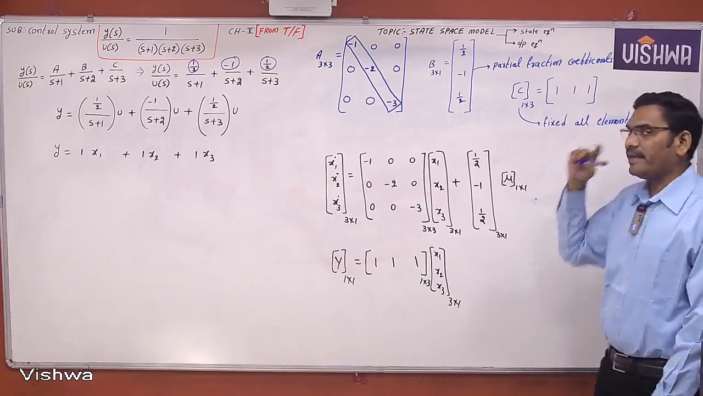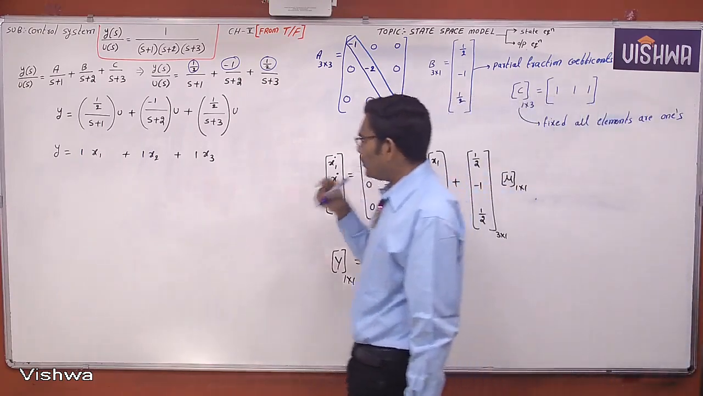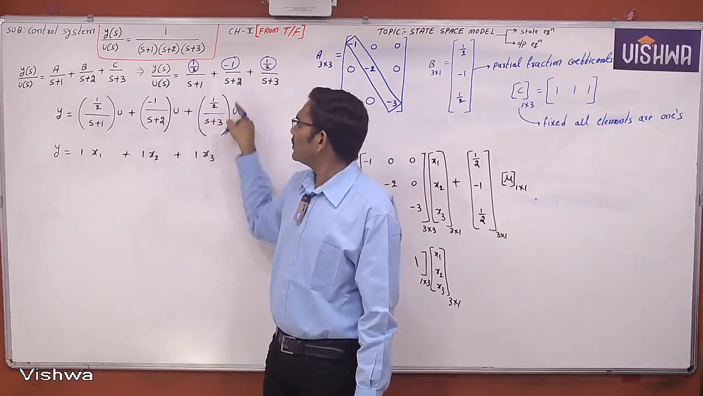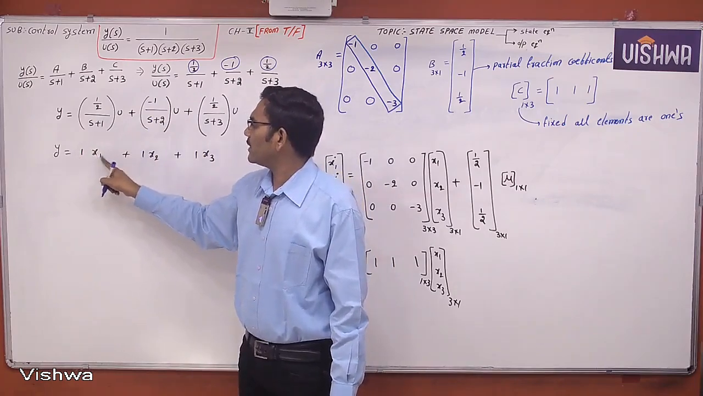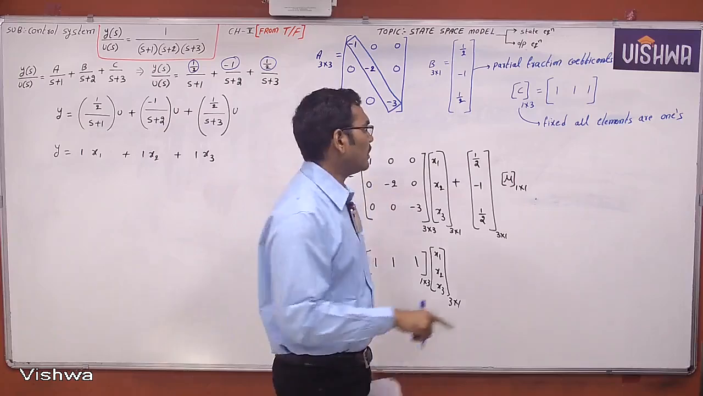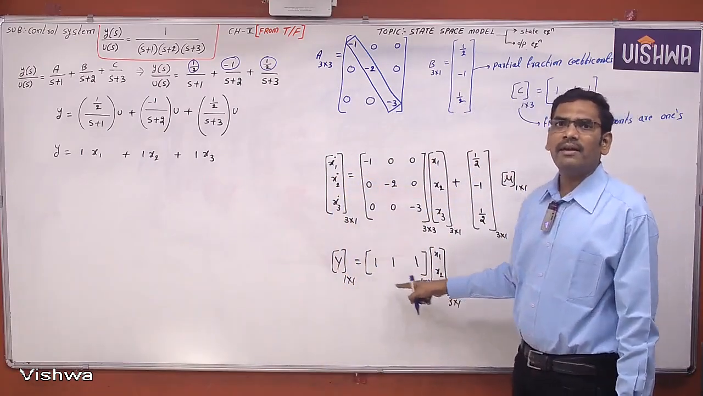Sir, how can we know that all elements are 1? How can I identify that? Because you know that this is x1, this is x2, this is x3, and y equals x1 plus x2 plus x3. Therefore, 1, 1, 1 is the C matrix. This is the 1, 1, 1 C matrix and this is the 1, 1, 1 C matrix. Will they match or not?